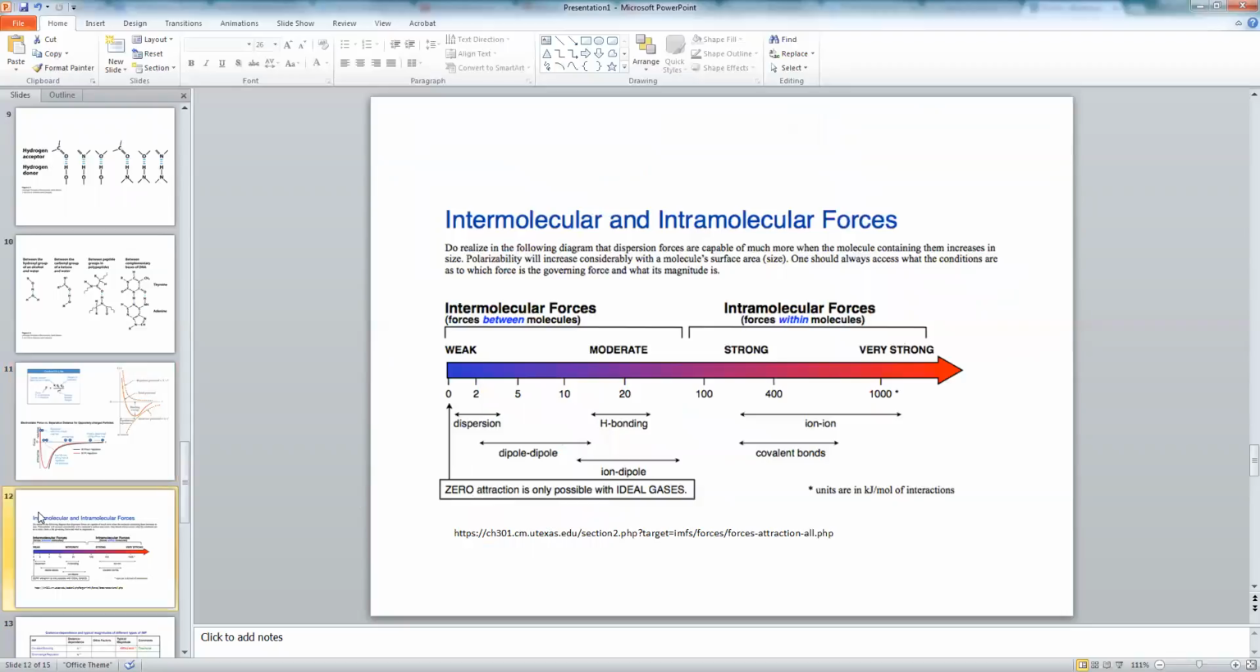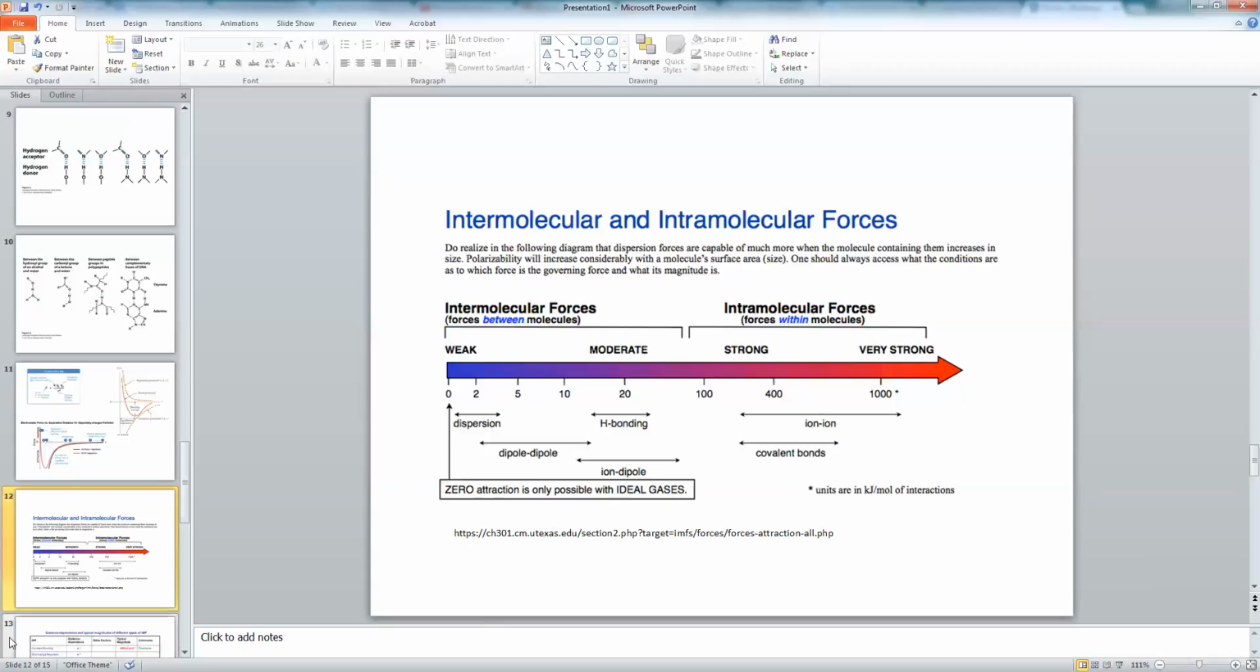So here's a big picture view of that. So if I'm looking at intermolecular forces, so the forces that are between molecules, as opposed to intramolecular forces, which are the forces within molecules, I can actually see the units in terms of kilojoules per mole of interactions. And you can see weak or moderate, our dispersion, dipole-dipole, ion-dipole, or hydrogen bonding that we've been talking about. And then intramolecular, so ion-ion or covalent bonds, are much stronger than what we're talking about in terms of these intermolecular or non-covalent forces.